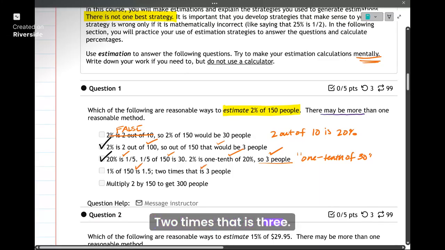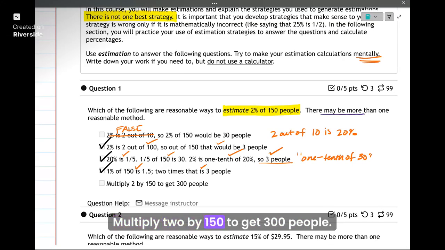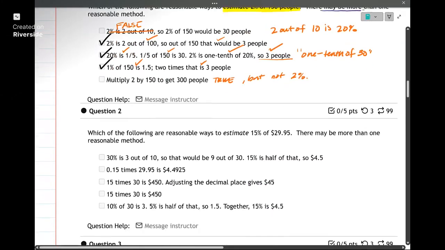2 times that is 3. There it is. That's my first idea. Multiply 2 by 150 to get 300 people. That's not true. So this is false. Like, the statement is true, but that's not equivalent to 2%. So that's not true. All right, very good.